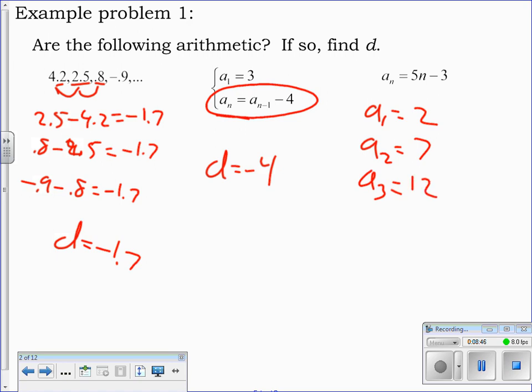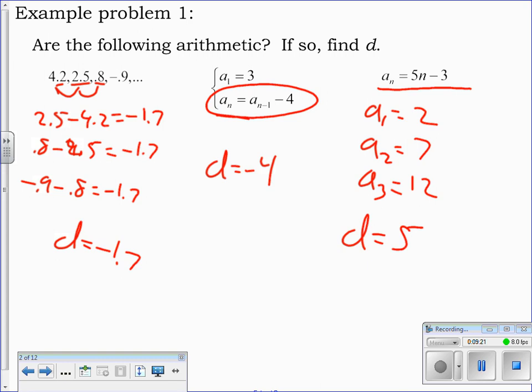Do you see a pattern? How am I getting from one term to the next term? I'm adding 5. And if you remember, I talked about this yesterday, in an explicit formula, if it's a linear function, my D is what I'm multiplying times n. Okay, do you remember that? I talked about that.